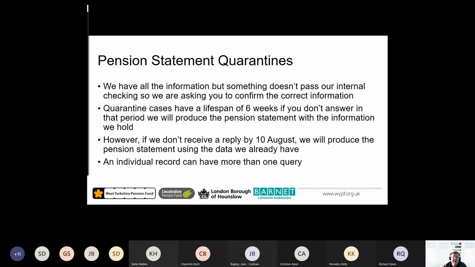Any statements, any replies that haven't been received by the 10th of August at the very latest, we will produce the pension statement using the data we already have. So if we tell you on the 1st of August, you've got some quarantines, you don't have 6 weeks, you only have until the 10th of August. By the 10th of August, we will produce all pension statements using the data we already have. Again, there may be more than one query. So please do check all of them when providing an answer.